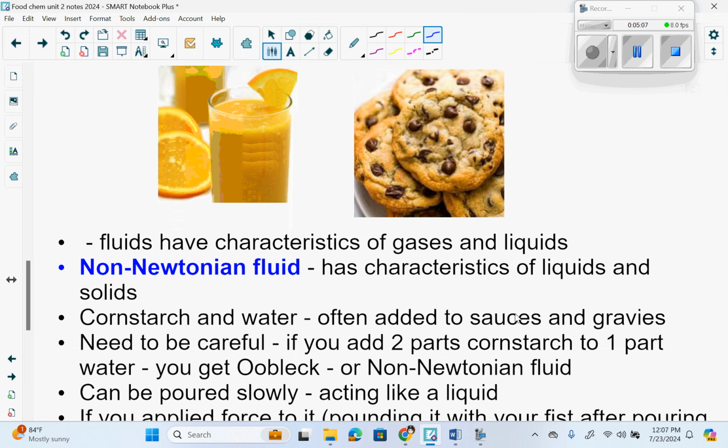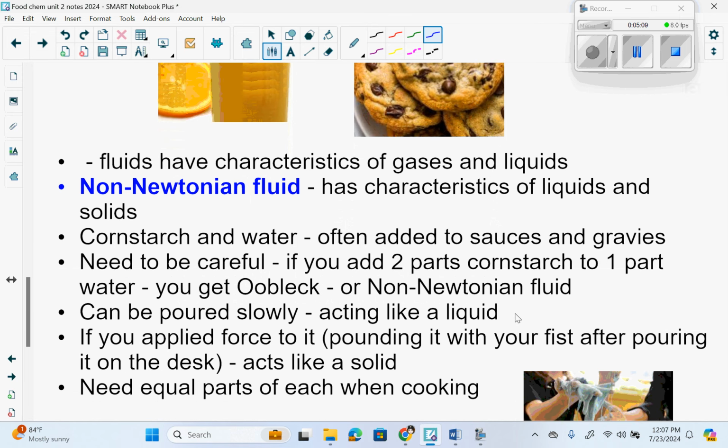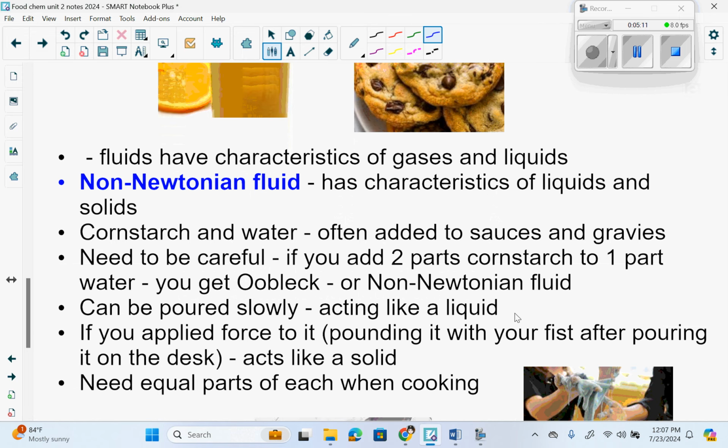All right, fluids can have characteristics of gases and liquids. So if you take a non-Newtonian fluid, this is a type of mixture, but we call it a fluid. It has characteristics of liquids and solids. It's really cornstarch and water, which might sound familiar to you, but you do often add that to sauces and gravies, but you need to be careful.